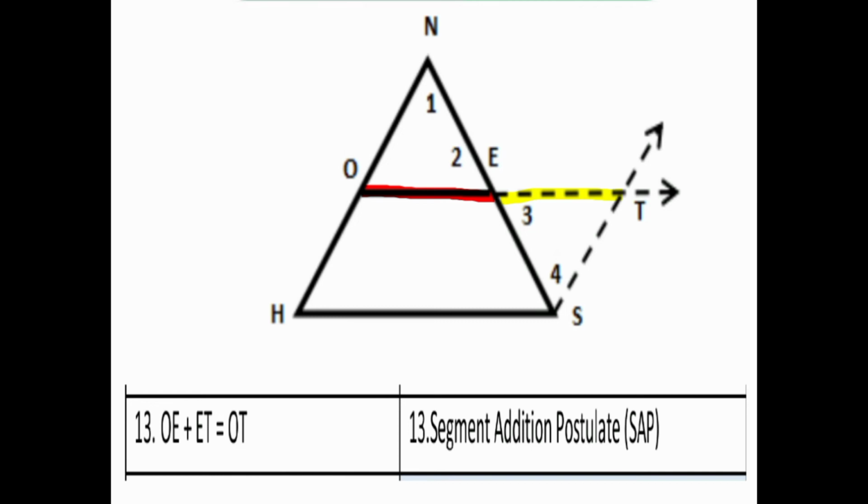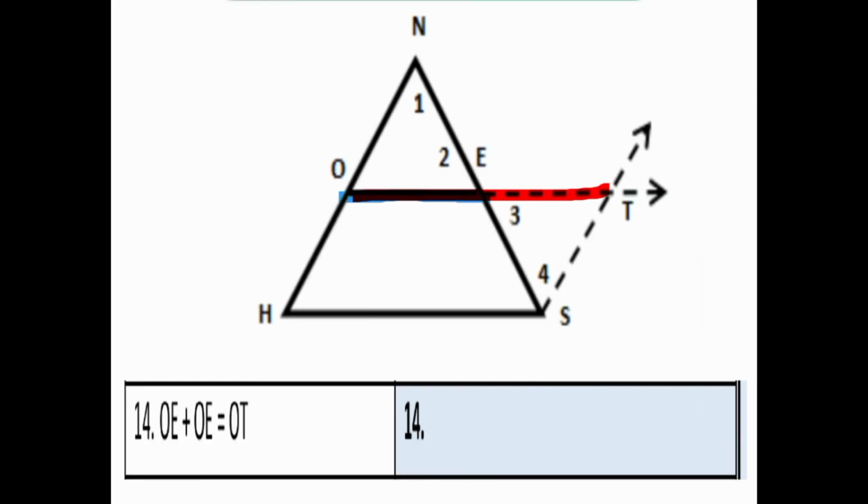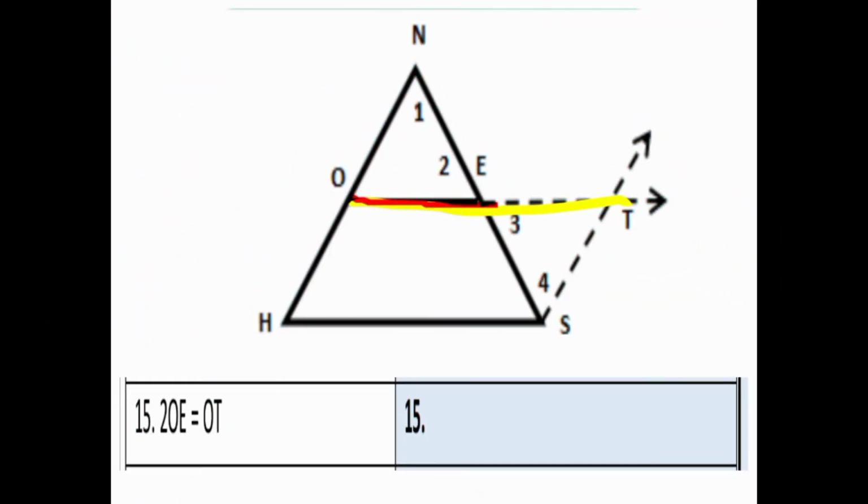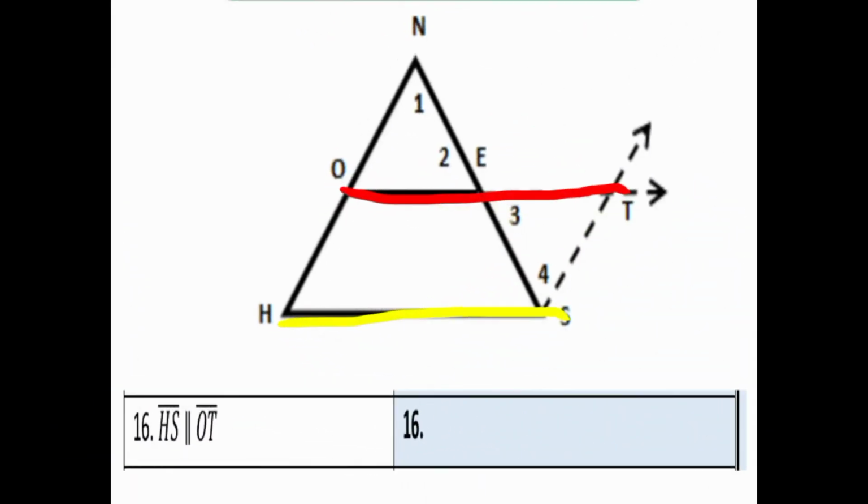Reason: segment addition postulate. If E is between O and T, then line segment OE plus line segment ET is equal to line segment OT. Number 14. Line segment OE plus line segment OE is equal to line segment OT. Reason, substitution, statement 2. Number 15. 2 times line segment OE is equal to line segment OT. Reason, addition. Number 16. Line segment HS is parallel to line segment OT.